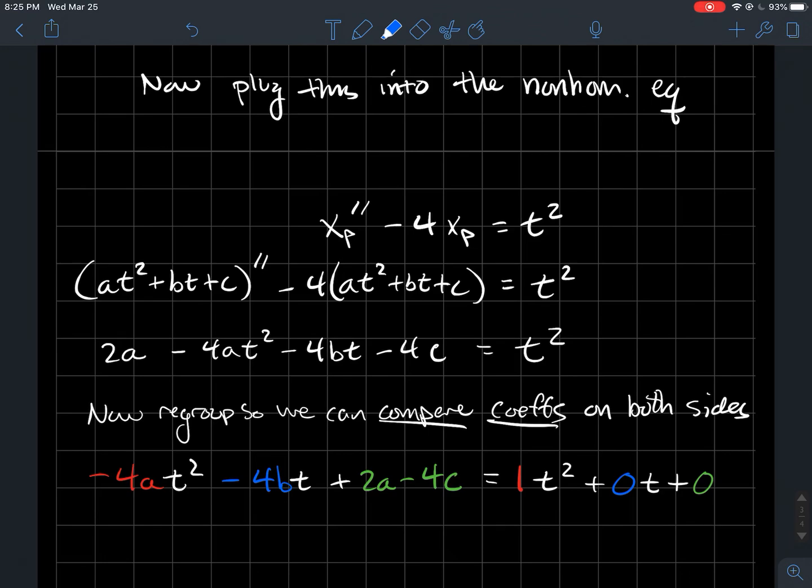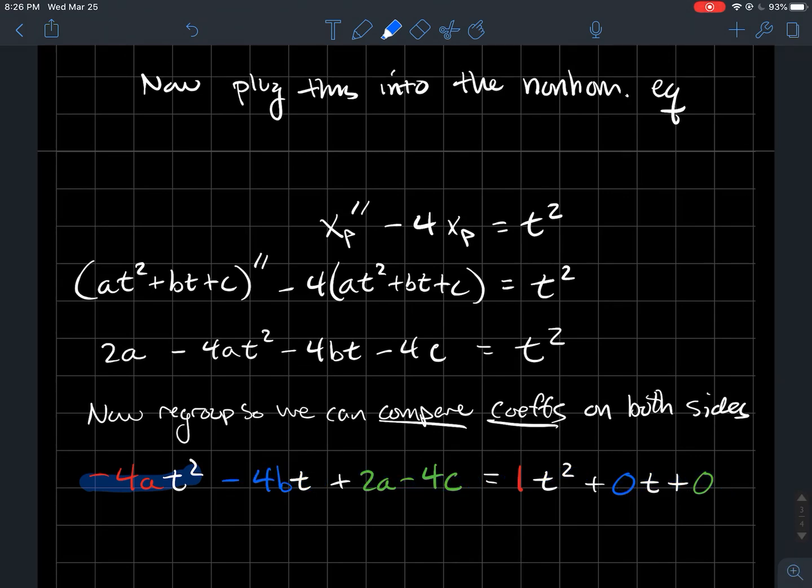And maybe what else you've noticed that I've done is, yes, this is just t squared over here, but it's useful for me to think of that as the same. It wouldn't hurt if I put plus 0t plus 0 at the end. And that's important for us here because what we're going to do is compare, as it suggests, what are the coefficients on both sides on t squared? What are the coefficients on both sides on t? And what are the coefficients on both sides on your constant?